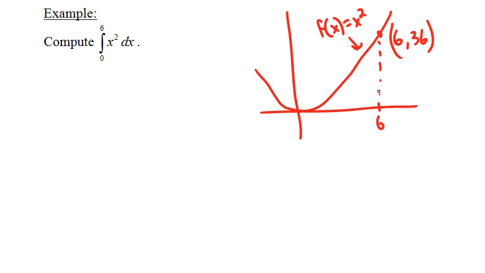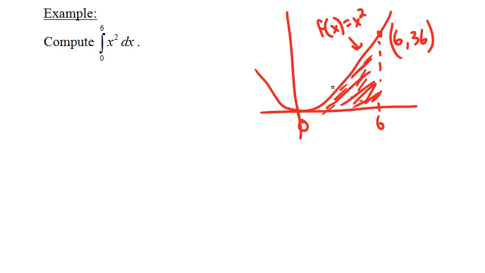So what we're really looking for is the area of this region between 0 and 6 that's underneath our function x squared. Okay, and since the region is always above the x-axis, when we say net signed area, in this case we just mean area. What's the area of that region?